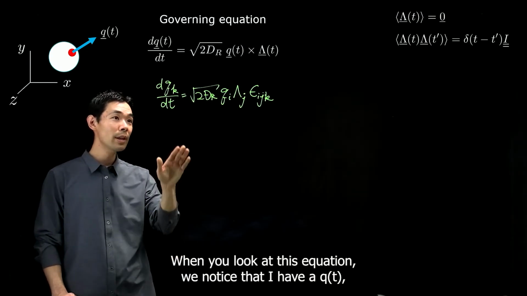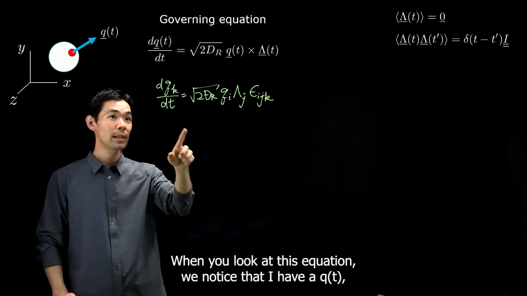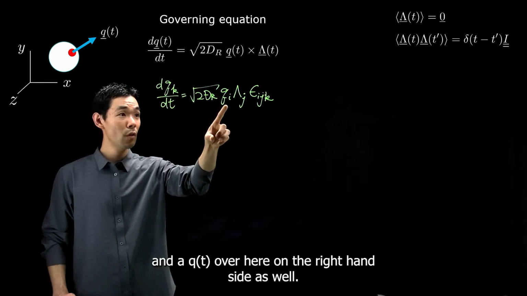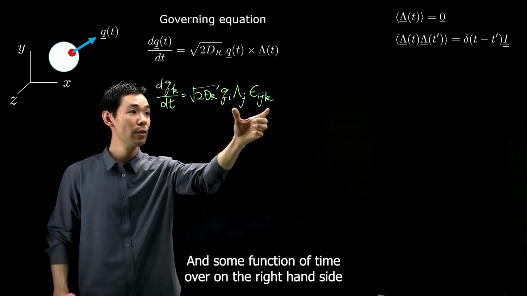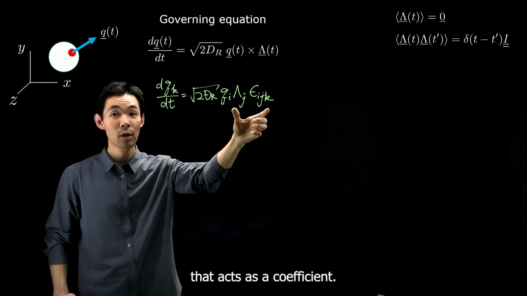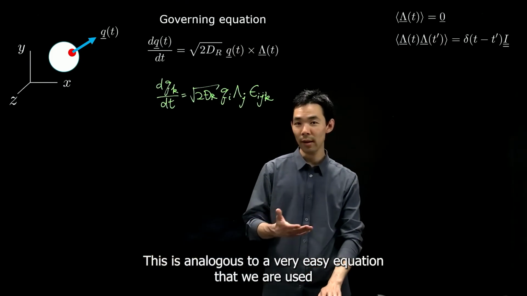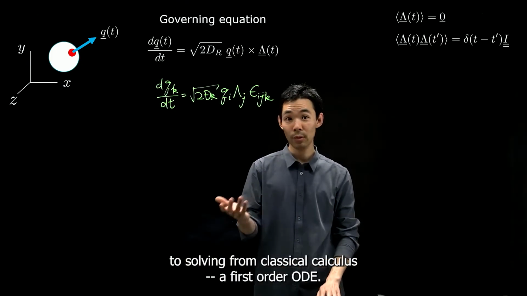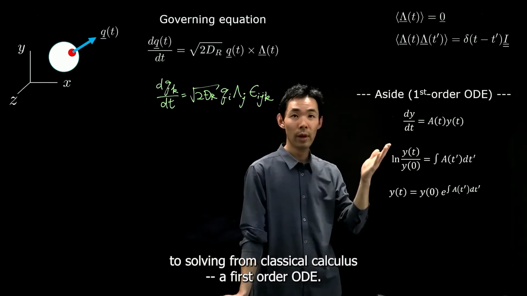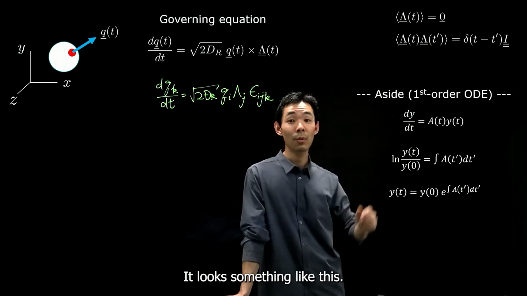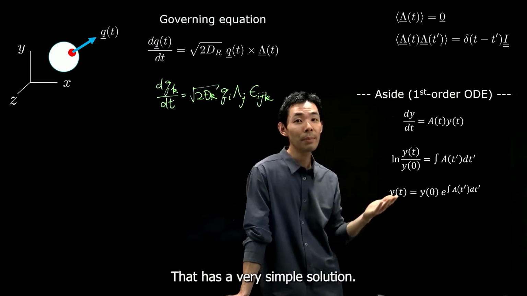Good. So now when you look at this equation, what you can notice is I have a q, which is the variable I'm trying to solve for on the left-hand side, and then a q over here on the right-hand side as well, and then some function of time over on the right-hand side. That's kind of like a coefficient. So now, this is analogous to a very easy equation that all of us are used to solving from classical calculus. A first-order equation looks something like this: dy/dt is equal to some coefficient matrix A of t times y of t. Well, now that has a very simple solution.